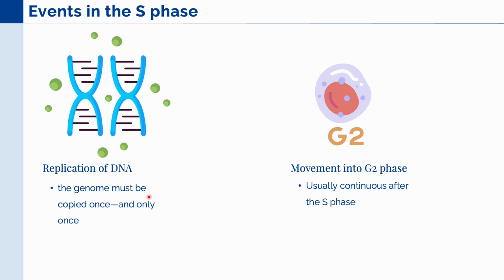These are the two events that happen in the S phase. We have the replication of DNA. Here, the genome has to be copied once and only once. After the genome has been copied, the cell can now move into the G2 phase, and this is usually continuous after the S phase. In many cells, once they have gone past the G1 phase, the S phase, G2 phase, and M phase actually go in a very, very fast order.